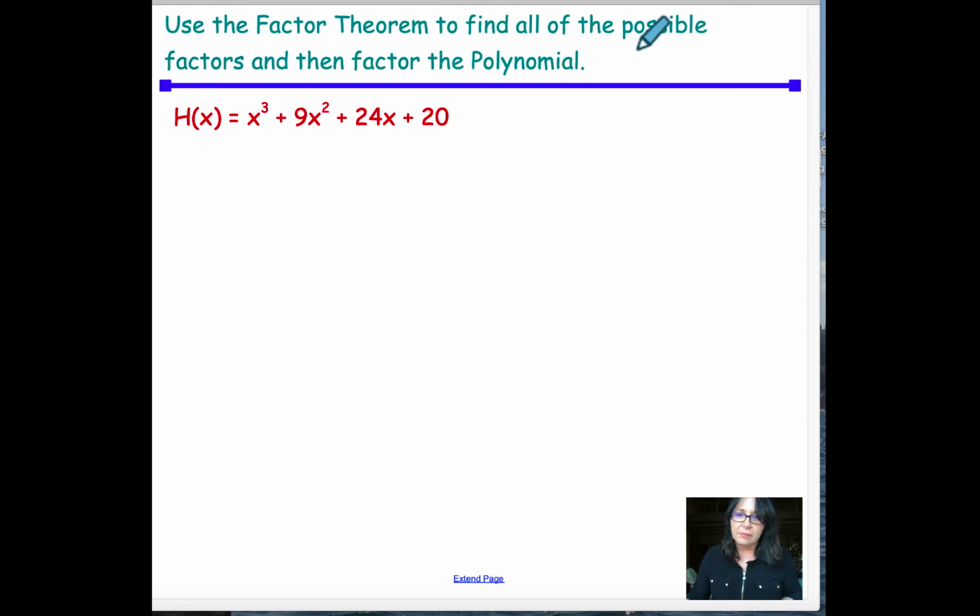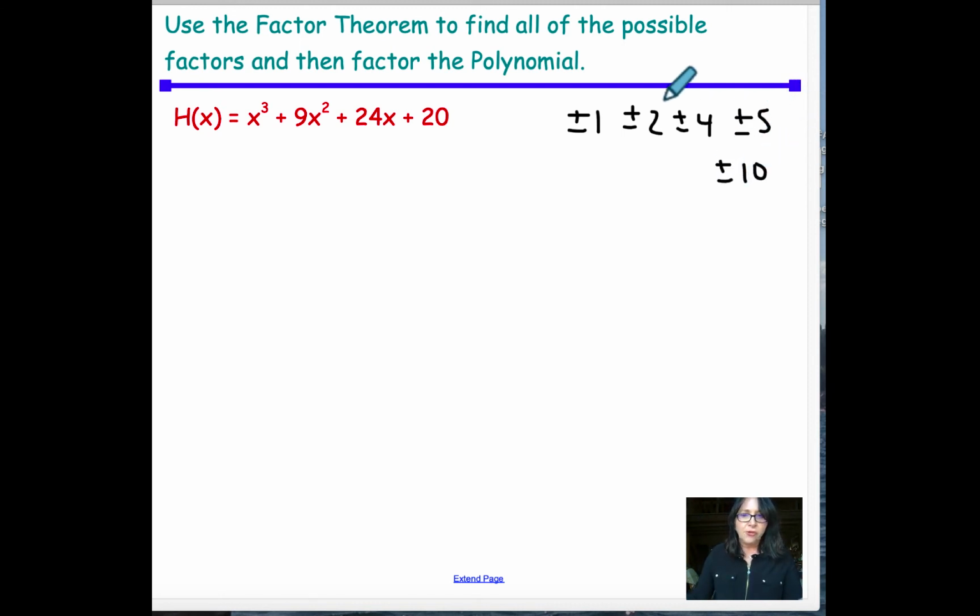Use the factor theorem to find all the possible factors. Actually, I would say use the rational root theorem to find all the possible factors, and then use the factor theorem to tell what the factors are. So this is a new question. You've got 20 is the value that I need to be considerate of. So the factors of 20 are plus or minus 1, plus or minus 2, plus or minus 4, plus or minus 5, and plus or minus 10.